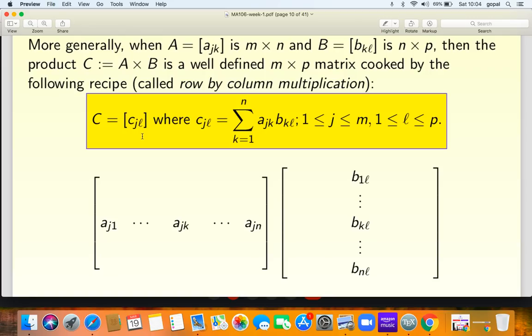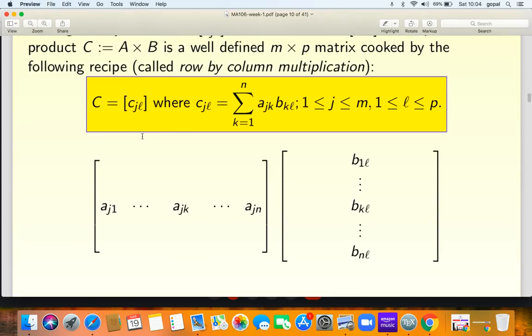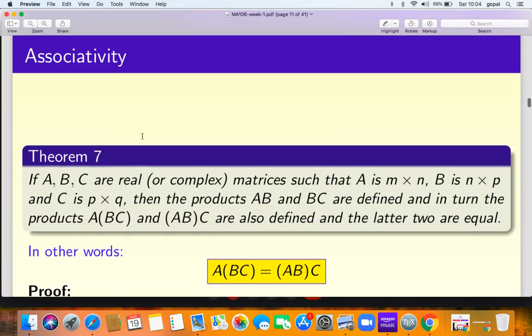That's how you multiply matrices. And matrix multiplication has many features in common with multiplication of numbers. Some features don't go through, of course, we will see that. What are the pleasant features of matrix multiplication?